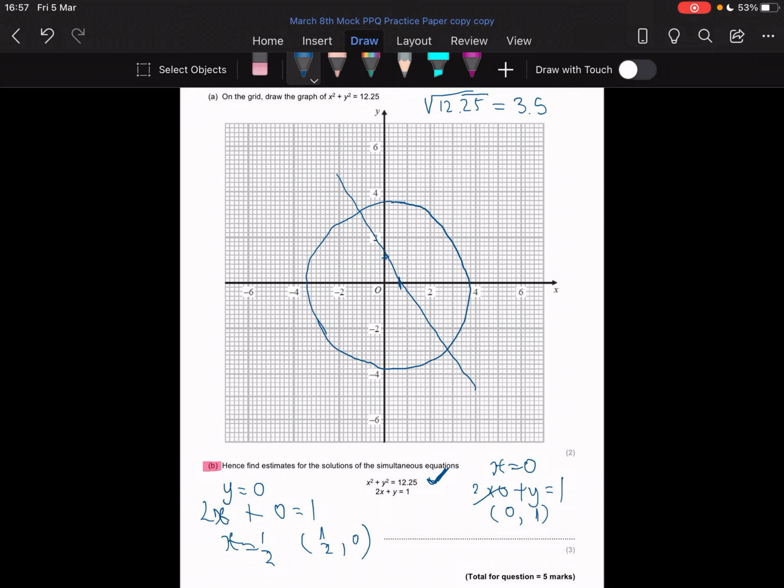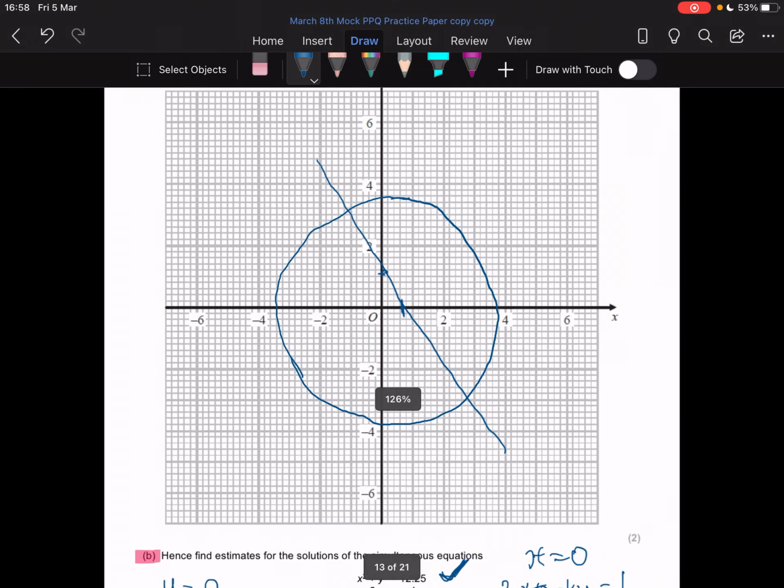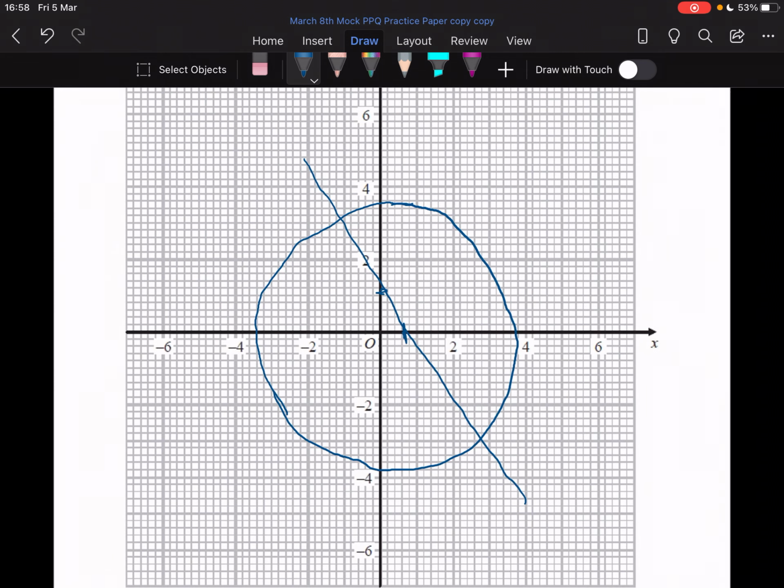Okay, so we've got this drawing. You may or may not have to draw your own stuff. We don't really know. But let's say you've already got this and it's asking you to find the solutions of simultaneous equations. Where are they? Where am I looking? So they occur when the two lines, or where the two functions cross over.